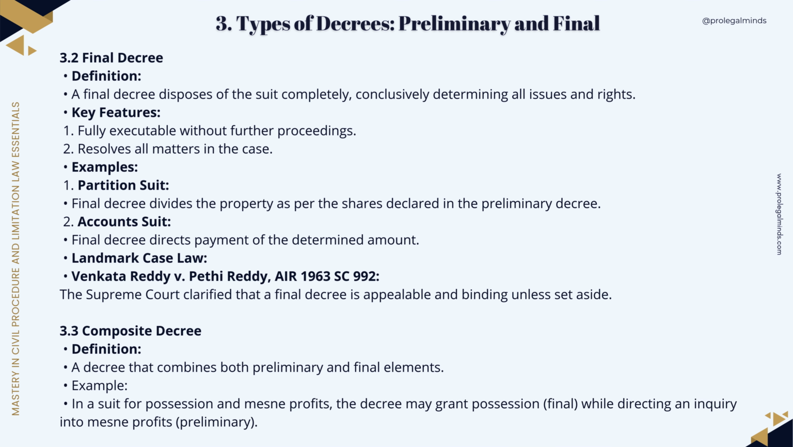Composite decree. Composite decrees combine preliminary and final elements. For instance, in a suit for possession and mesne profits, the decree may grant possession (final) while directing an inquiry into mesne profits (preliminary).